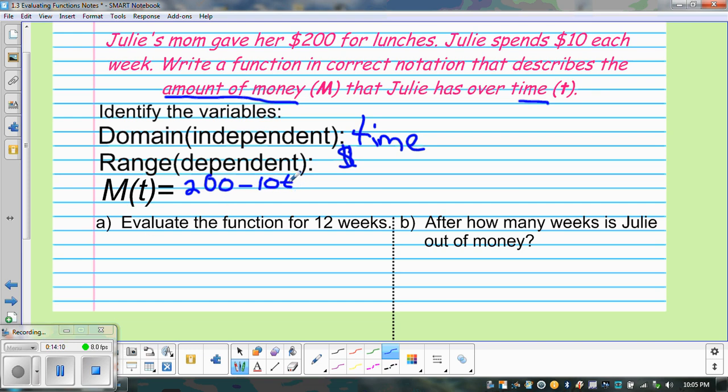The reason I had you set up that function there is now you're going to come down to question A. We're going to evaluate the function for 12 weeks' time. So here's how you're going to set this up. The amount of money after 12 weeks, which would be called M of 12, is equal to 200 minus 10 times, and I'm going to sub in for this t, I'm going to sub in the 12 because we now know time is 12 weeks. According to my order of operations, I am going to multiply first.